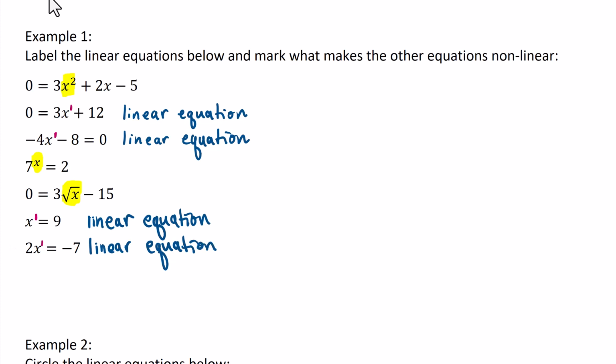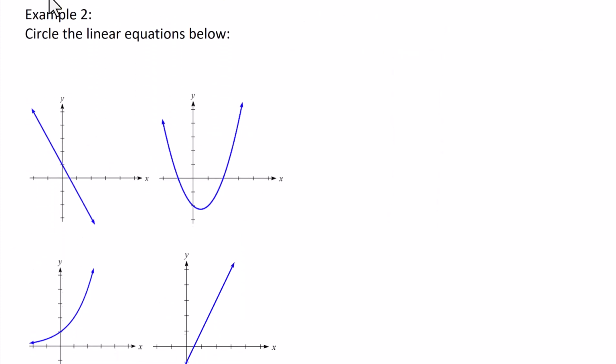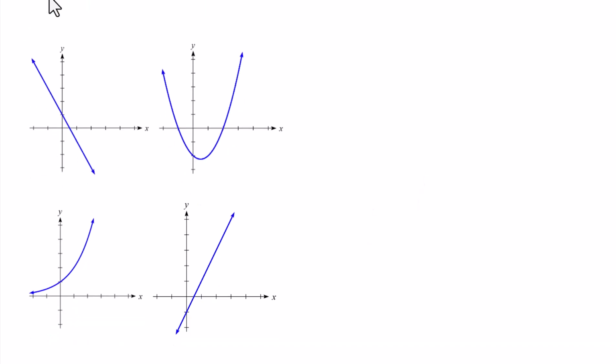Now, what's not very common is to talk about what the equations of a line would look like if you graphed them. And so here we have 4 different graphs. We have a line that is going downward from left to right. We have a U shape. We have this swoop up to the right, but it's not a straight line. And we have a line from left to right going upwards.